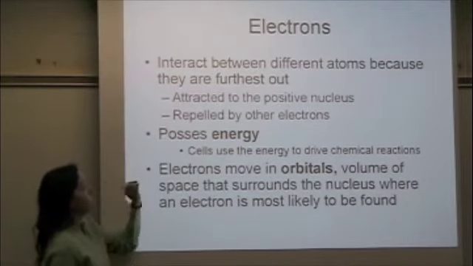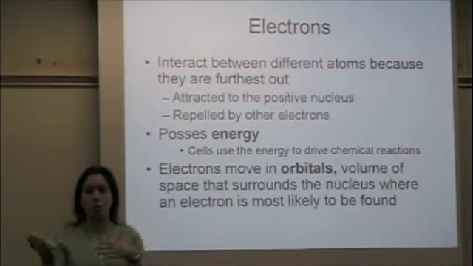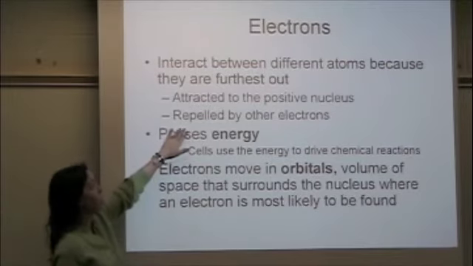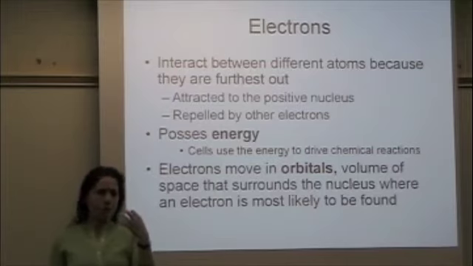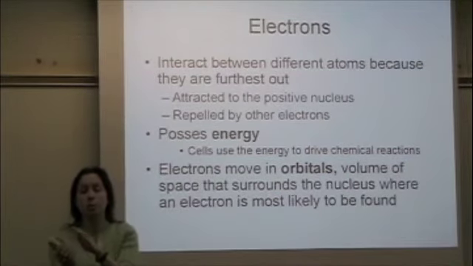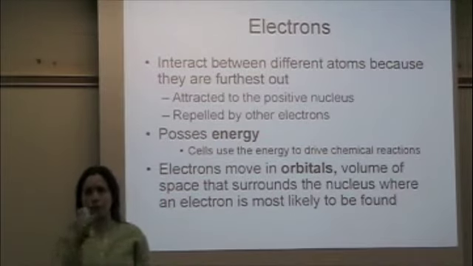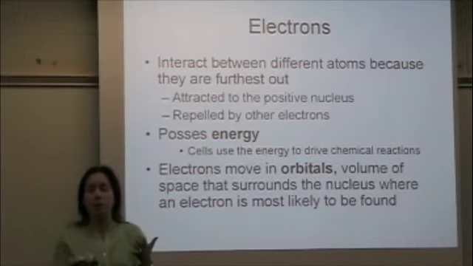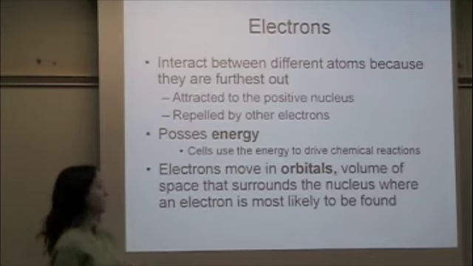So the electrons are attracted to the positive nucleus because the nucleus has the protons and opposite charges attract, plus and minus. At the same time, they're repelled by the other electrons. So the electron has this dilemma. It wants to be really close to the nucleus, but at the same time it wants to be as far apart as possible from the other electrons. So it's in this constant battle with itself as it figures out the best placement around the nucleus and where it can be the most happy and the most stable.